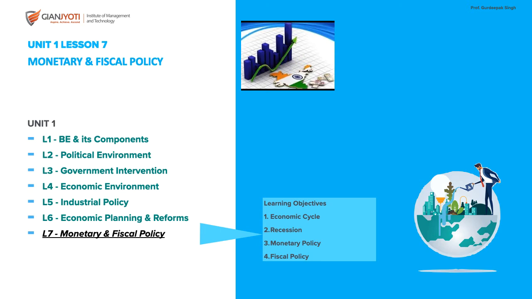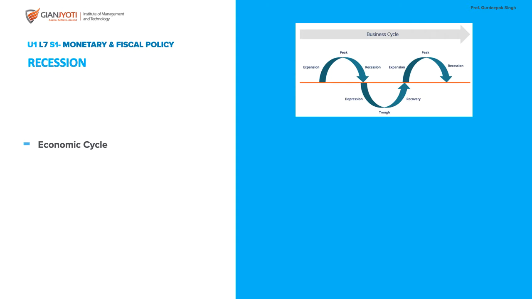Under monetary and fiscal policy, the learning objectives are economic cycle, recession, monetary policy, and the fiscal policy. Let us start with the economic cycle so that we can understand the recession. When we talk about the economic cycle, it is also known as the business cycle. So when the GDP is growing, you are in the expansion phase. Then you reach a peak, after which the GDP keeps on coming down, and that phase is known as recession.